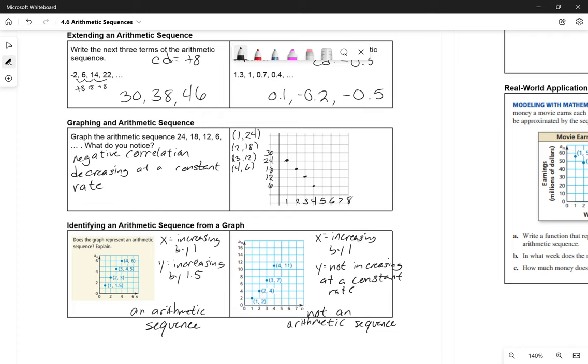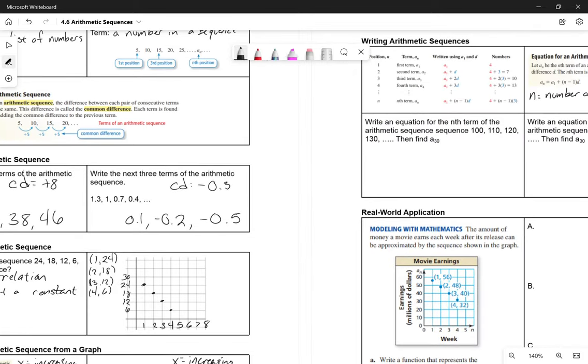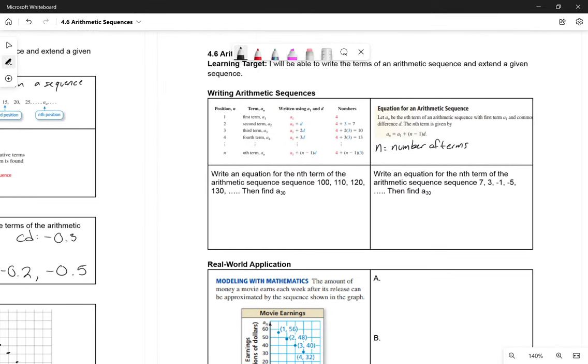So we are able to extend an arithmetic sequence, we are able to graph an arithmetic sequence, and we are able to identify it from a graph. But now let's talk about writing. So we can take a look here that the position represents which place it is on the terms. And I want you to understand that n in our equation over here represents the number of the term you are looking for, typically given as a subscript of a.